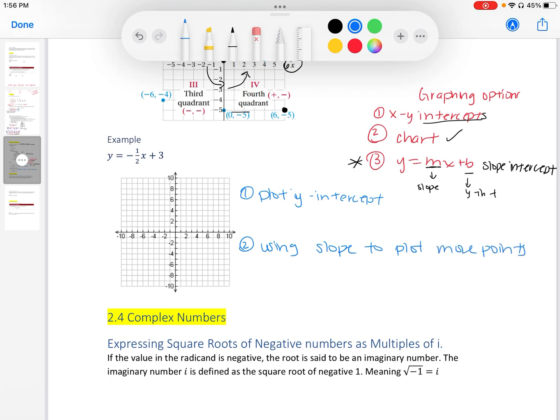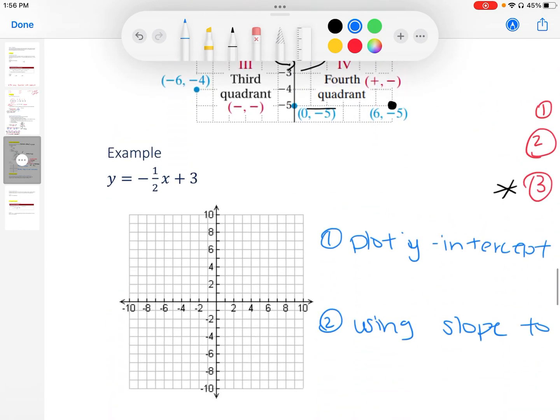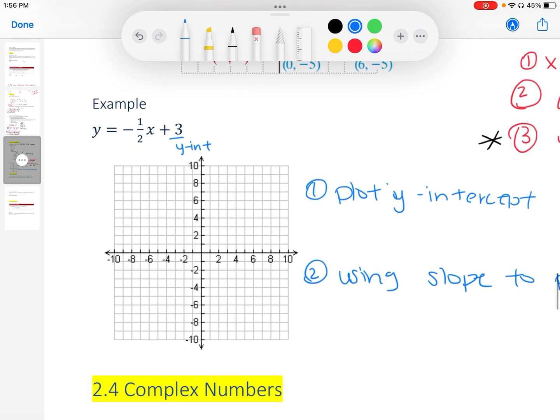Alrighty, so for this case, our y-intercept is 3. Yes, it's always a number that doesn't have the x. So our y-intercept is (0, 3). So we have our point right here at (0, 3). It's always on the y-axis, hence our y-intercept.